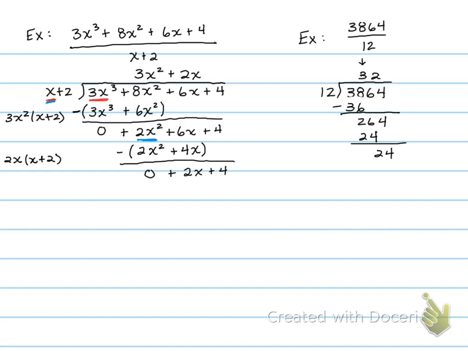It's so cool, right? Okay, so now we're going to do the same thing again. What do I have to multiply x by to get 2x? Just 2, right? So plus 2. And then we're going to multiply 2 by x plus 2. So distributing, 2 times x plus 2 is 2x plus 4, parentheses, subtract, and we get 0.